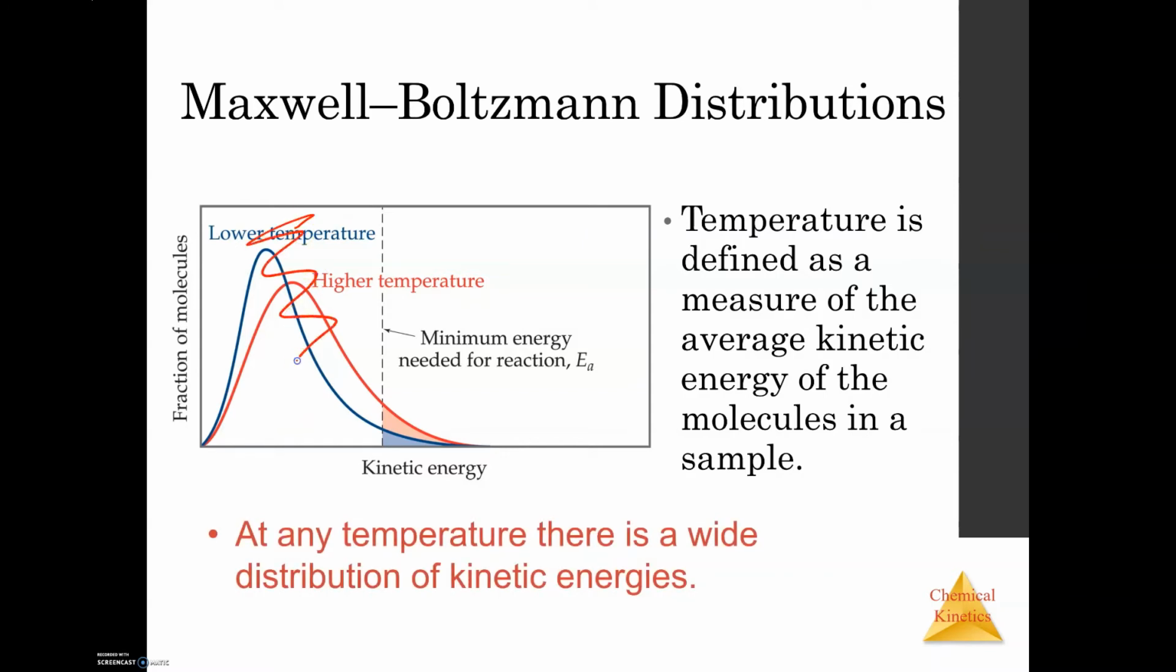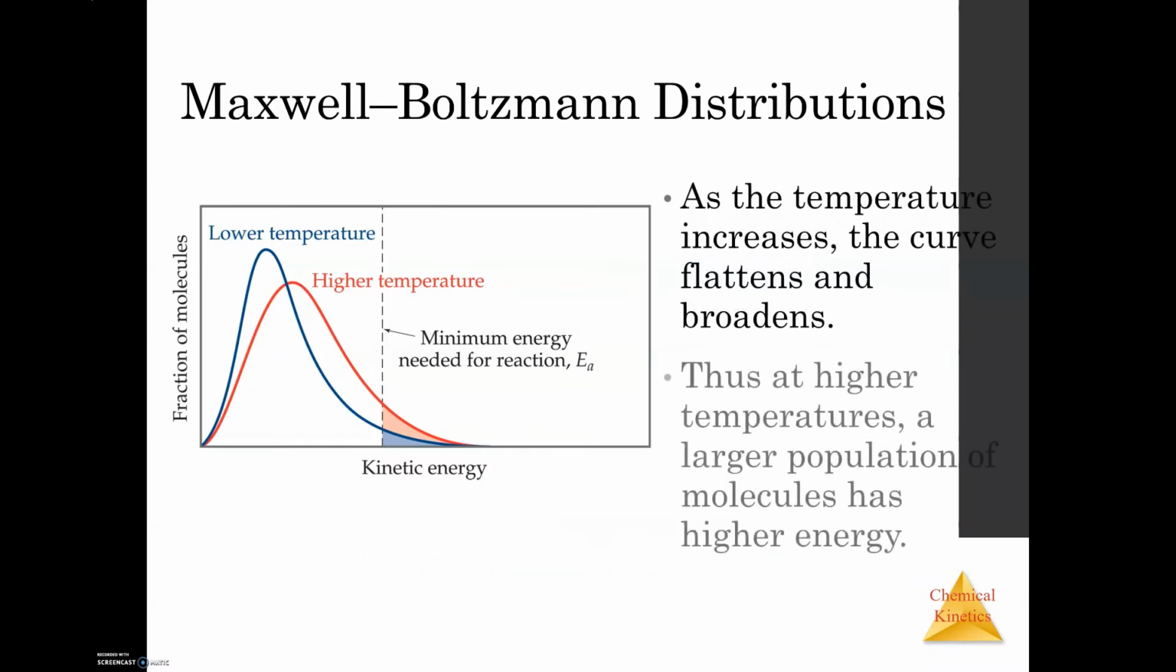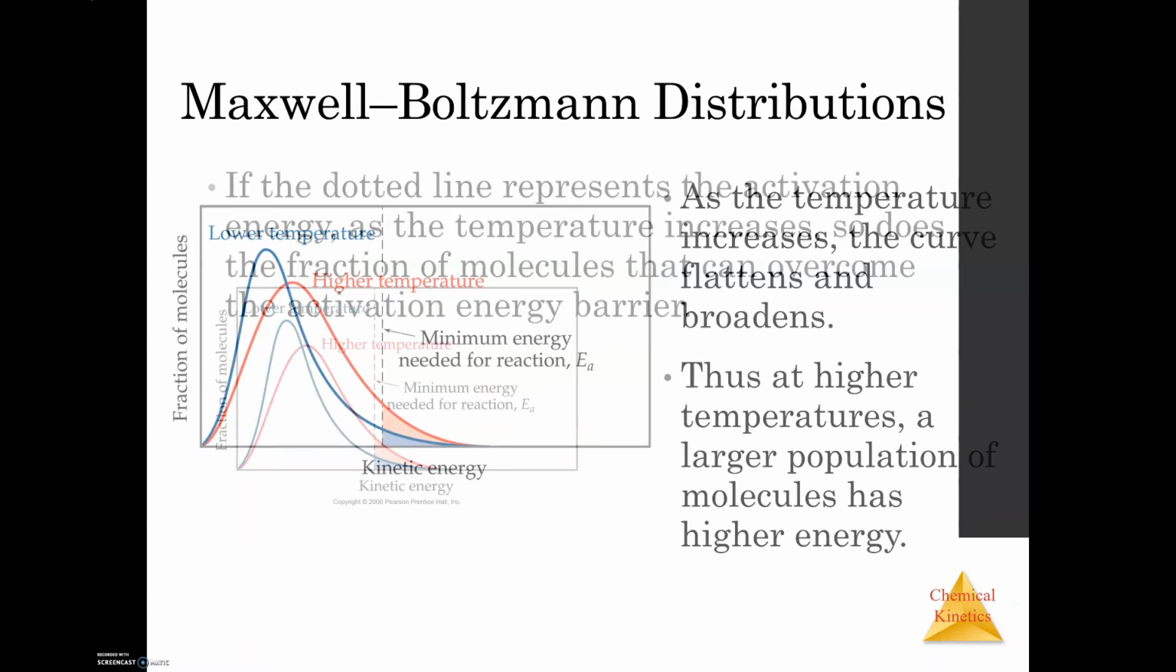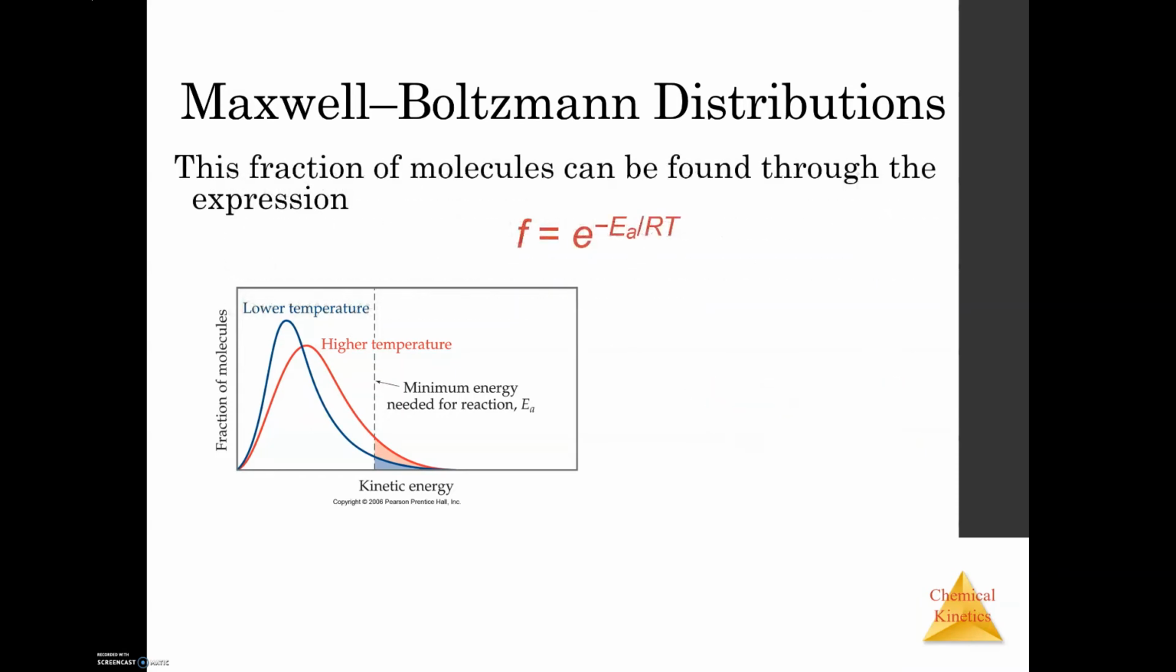All the molecules that are on the left of the dashed line are molecules that do not have enough energy to react. They can collide and they can have the right orientation, but they do not have enough energy, so they will not react with each other. As a result, when the temperature increases, you're going to have an increase in the rate of reaction.